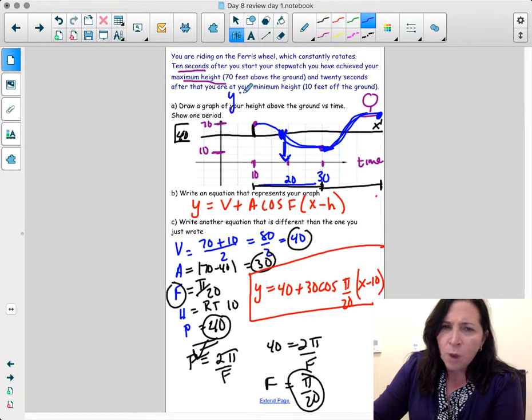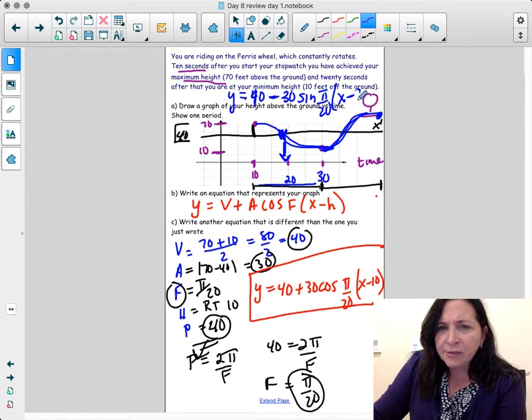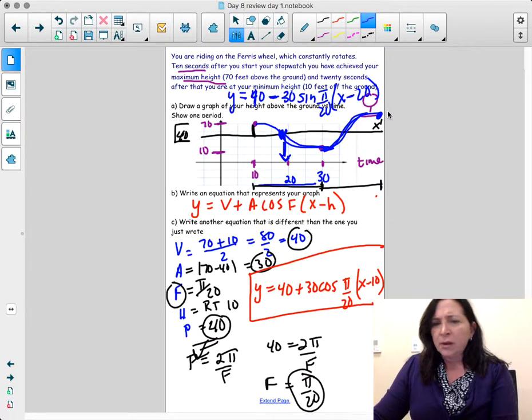So I could write y equals, my vertical shift still 40, but this would be minus, right? 30 sine pi over 20, still the same, times, shift is different, x minus 20. And so there's my negative sine wave.